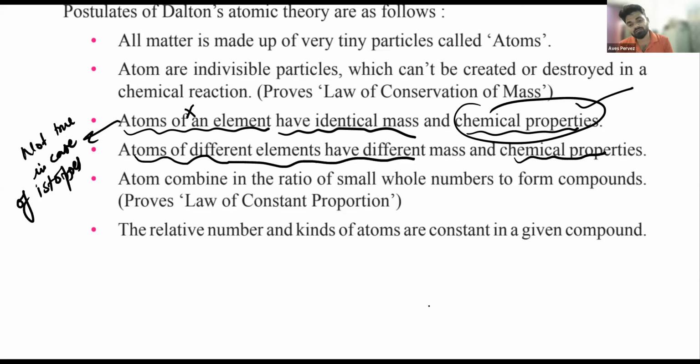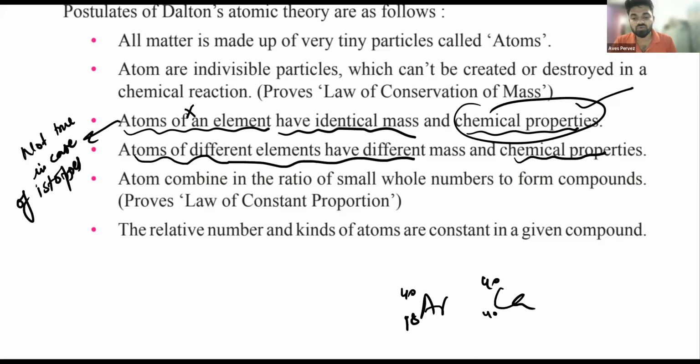Similarly, argon and calcium both have an atomic mass of 40. Argon's atomic number is 18, and calcium's is 20, but argon has more neutrons. So the atomic mass can be the same, but the atomic number cannot be the same. If the atomic number is the same, it means it is the same element, even if it has a different mass. So argon is 18, this is 40, and this is also 40.